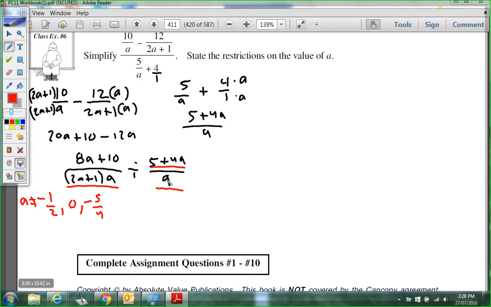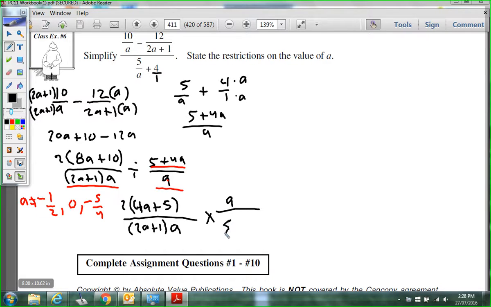So now, we're going to figure out what we can cancel. Well, you do notice that the a here, we can take out a 2. Okay, so let's do that and flip at the same time. So I'm going to take a 2 out here, like that. So that's going to give me 4a plus 5, which you can see why I did that now, all over 2a plus 1 times a times, and we flip this one to a on top, and 5 plus 4a. Okay, and in our canceling, 4a plus 5 and 5 plus 4a is the same.